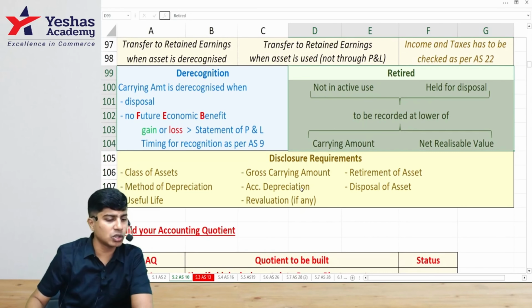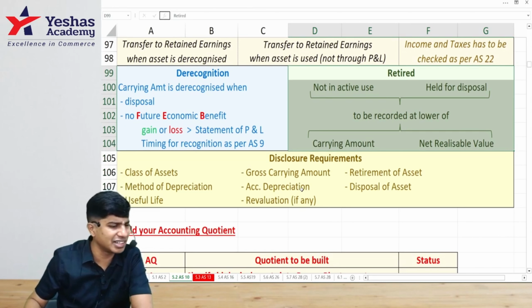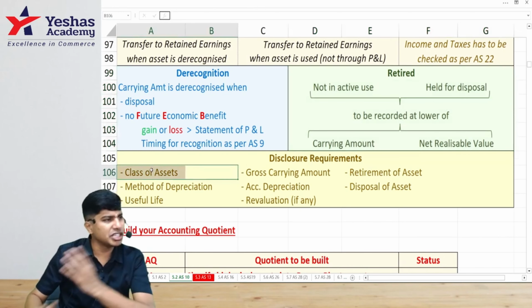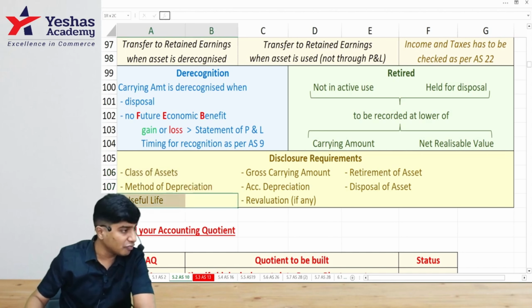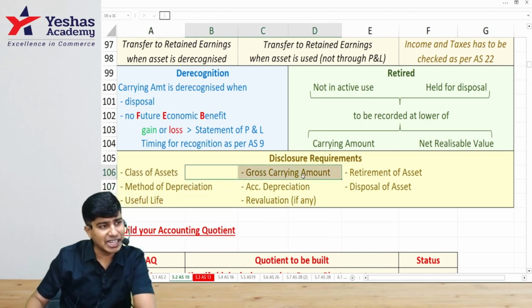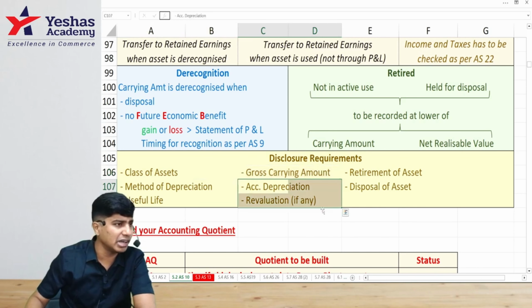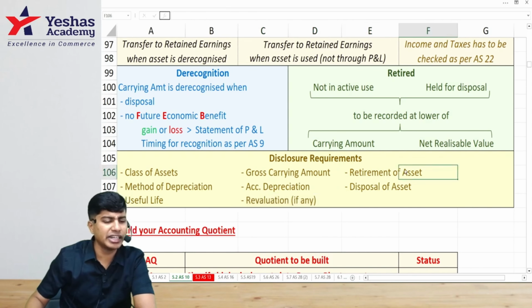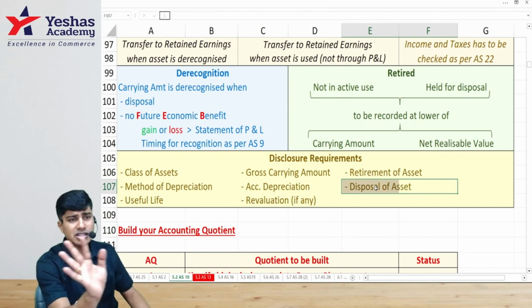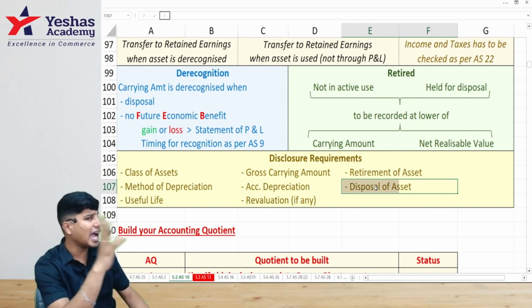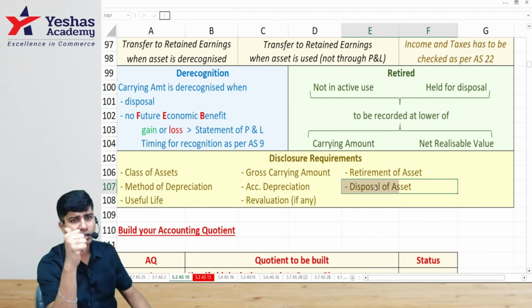Very good. Disclosure requirements. What are the disclosure requirements as per Accounting Standard 10? It's very simple. You need to show each class of assets separately, method of depreciation separately, useful life of the asset separately, gross carrying amount separately, accumulated depreciation separately, revaluation if any separately, retirement of the asset separately, disposal of the asset separately. All of this has to be disclosed separately. This is a quick revision of the entire standard, Accounting Standard 10, which is on property, plant and equipment. I hope you understood.